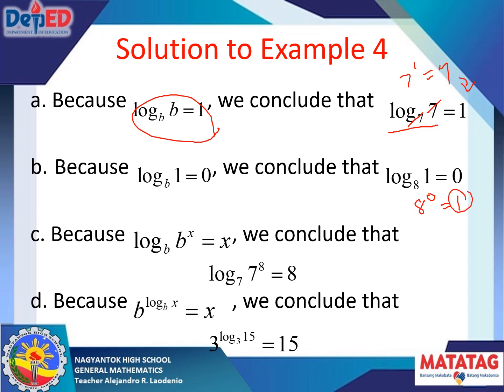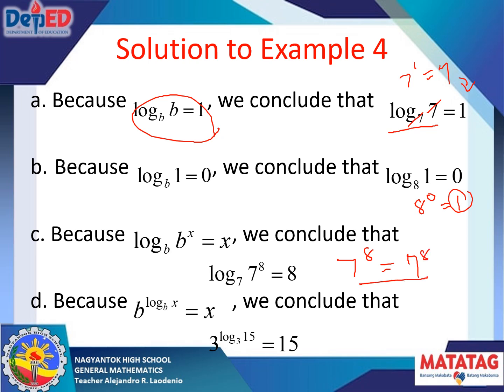Then the next one, log of b raised to x to the base b equals x. So we conclude that, for example, log of 7 raised to 8 to the base 7 is equal to 8. What does it mean? If we convert that into exponential form, we have 7 raised to 8 equals 7 raised to 8 also. So they are the same.